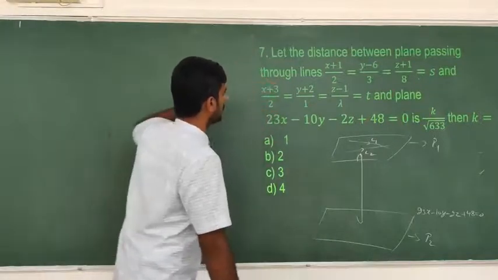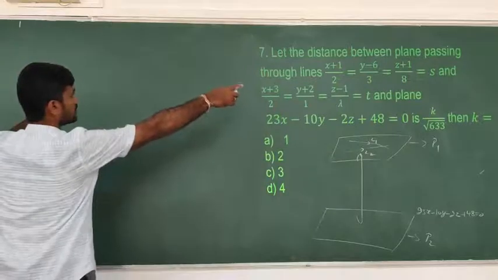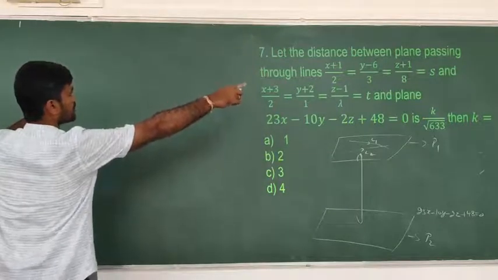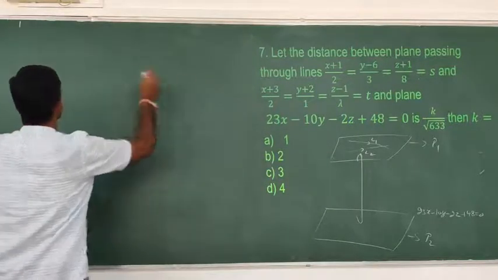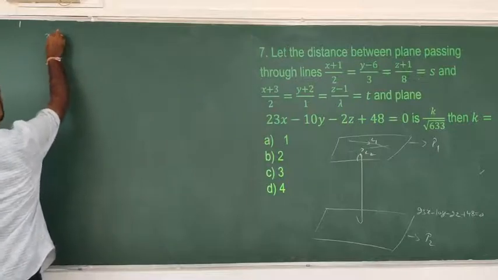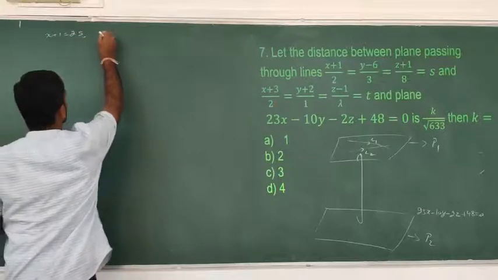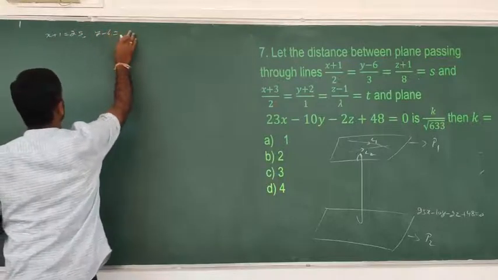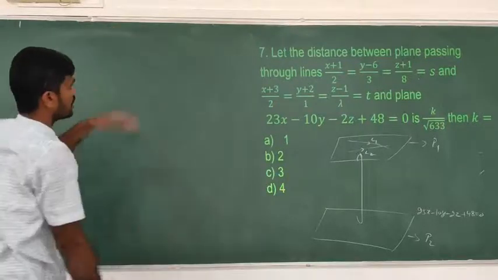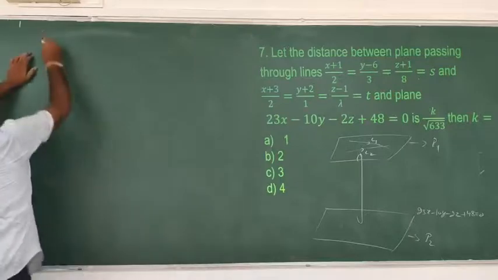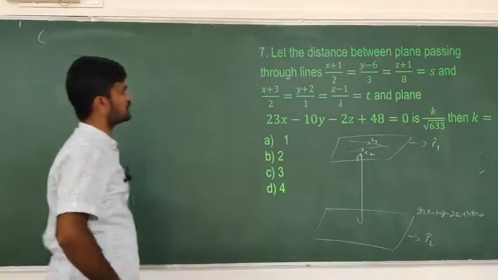So first, given that (x plus 1) by 2 is equal to (y minus 6) by 3 is equal to (z plus 1) divided by 8 is equal to s. So then x plus 1 is equal to 2s, y minus 6 is equal to 3s, and so on. We can write this on cross multiplication also. So these two lines lie on the plane.